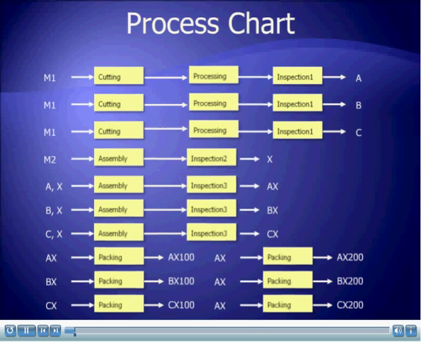Let's look at the process chart. Items A, B and C go through three processes: cutting, processing and inspection 1. Item X goes through two processes: assembly and inspection 2. Items AX, BX, CX go through two processes: assembly and inspection 3. Items AX100, AX200, BX100, BX200, CX100 and CX200 go through one process: packing.